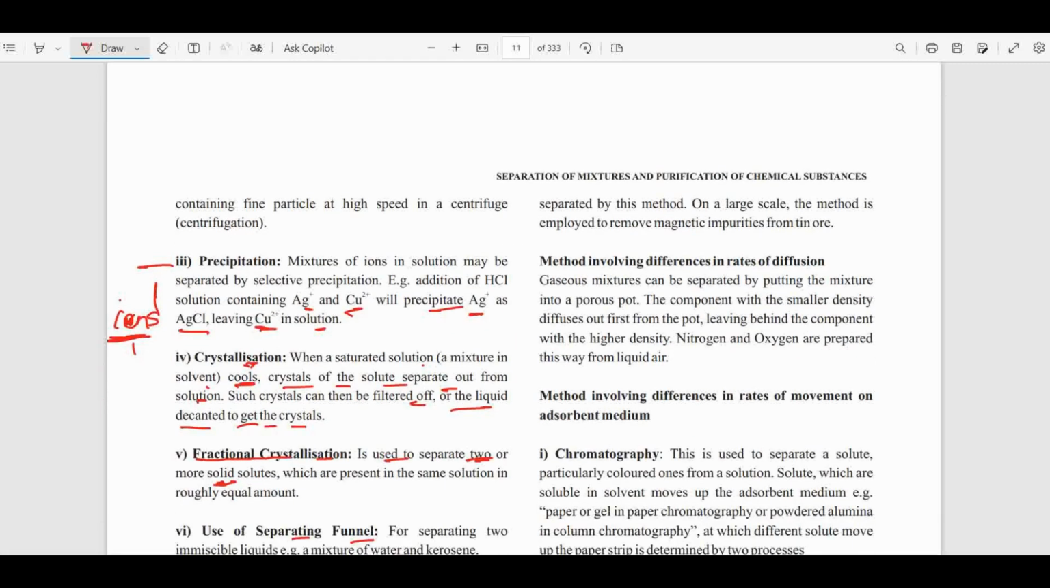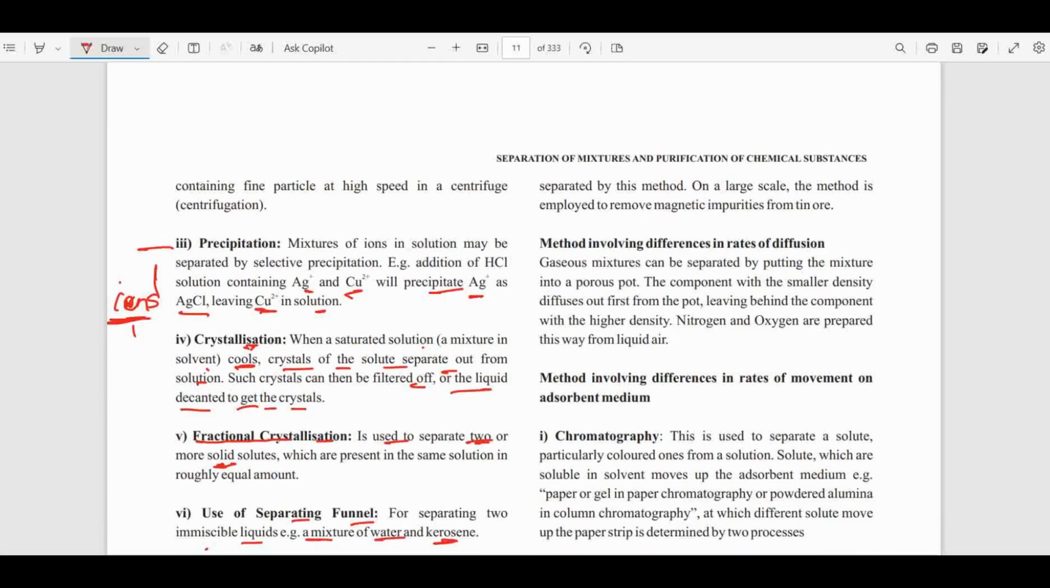So when you have a mixture of iron filings, for example, and sulfur, you can separate them out by introducing a magnet that will take out the iron filings. And this method is actually used in the industry to separate impurities from tin ore, for example.